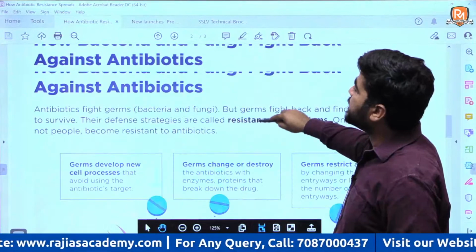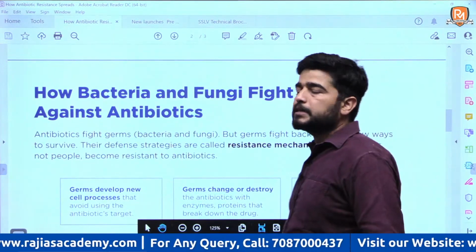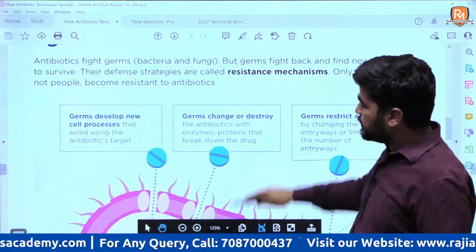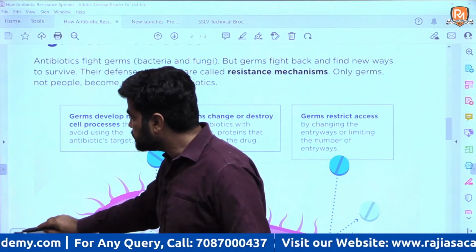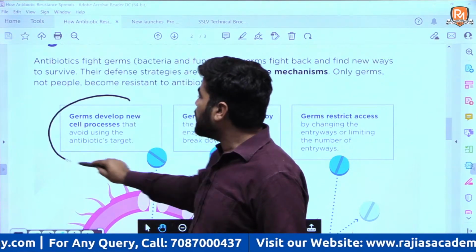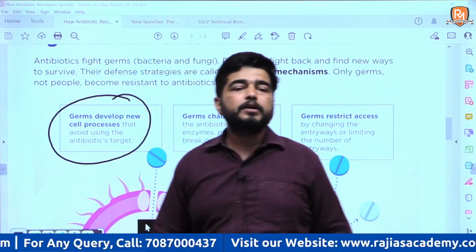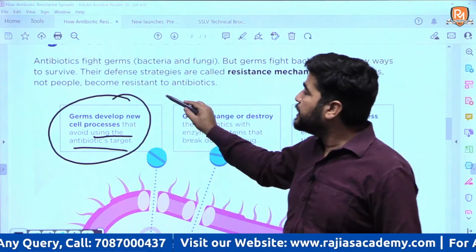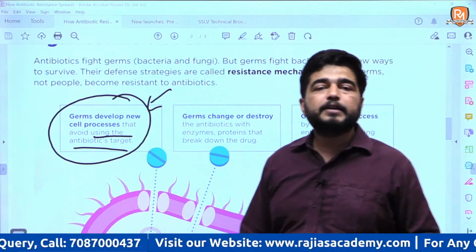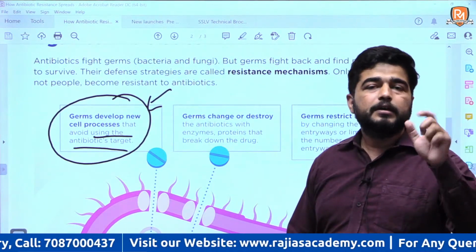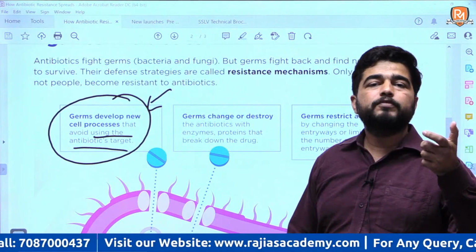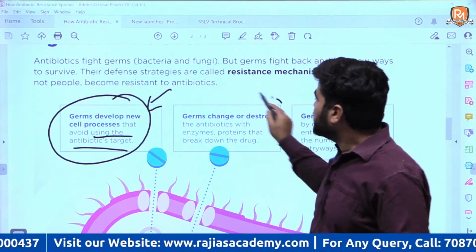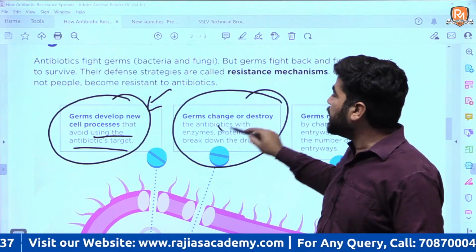So how do bacteria and fungi fight back against antibiotics? We have to see that. When I told you, germs develop new cell processes that avoid the antibiotic target. For example, they will deactivate the penicillin. They will open the ring of penicillin, which will not function on the cell wall of bacteria. In the same way, they change or destroy the antibiotic.